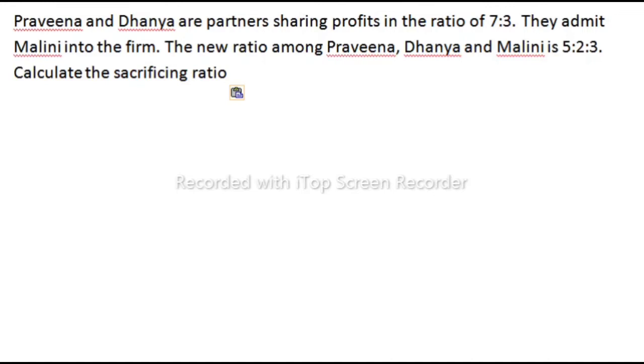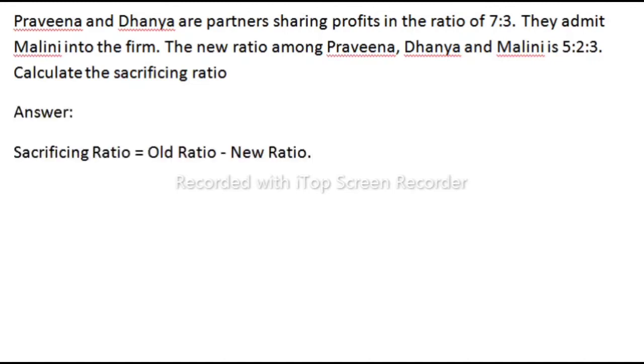So before going into the sum, you have to know the formula of sacrificing ratio. The formula for sacrificing ratio is old ratio minus new ratio. So using this formula, we have to find the sacrificing ratio of the old partners, because when we admit a partner into a partnership firm, the new partner doesn't sacrifice anything. It's always the old partner who sacrifices his share of profit for the new partner to have his share of profit. So we are going to calculate sacrificing ratio for Praveena and Danya.